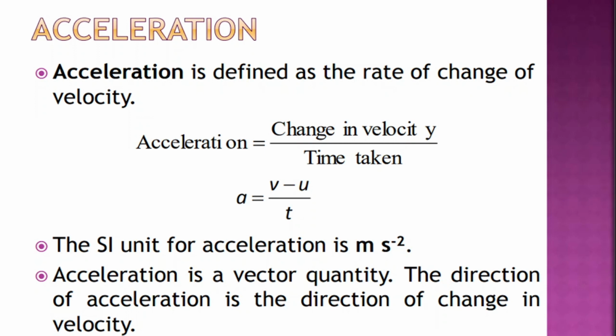As we know that displacement is a vector quantity, the velocity will also be a vector quantity, and because velocity is also linked with acceleration, acceleration is ultimately a vector quantity also. Okay, and the direction of acceleration is actually the direction of change in its velocity. So whatever be the direction of change in velocity, the same will be the direction of acceleration.